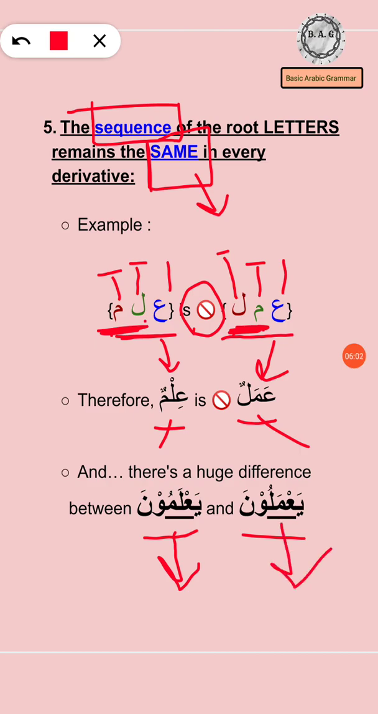So the sequence of the root letters remains the same in every derivative, no matter if it's Jama Mukassir, or whether it's been given a skeletal makeover, or it has a prefix added to it, or a suffix added to it. No matter what, the sequence of the root letters has to be the same in every derivative. Full stop. Okay, so that's that about it.